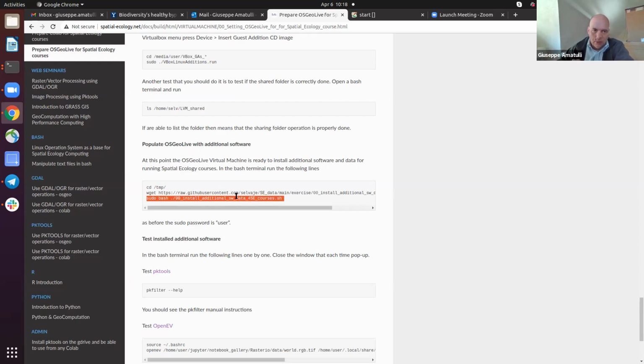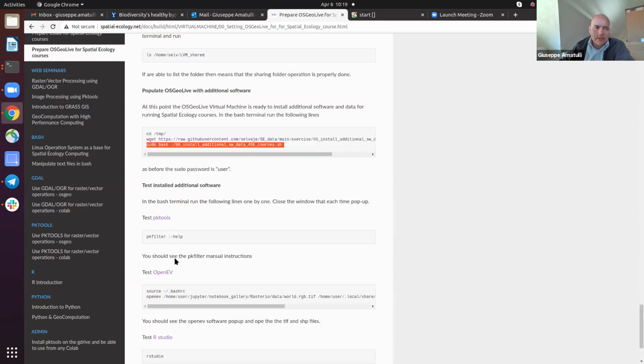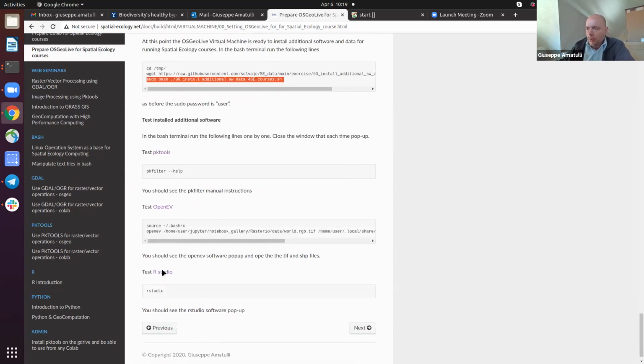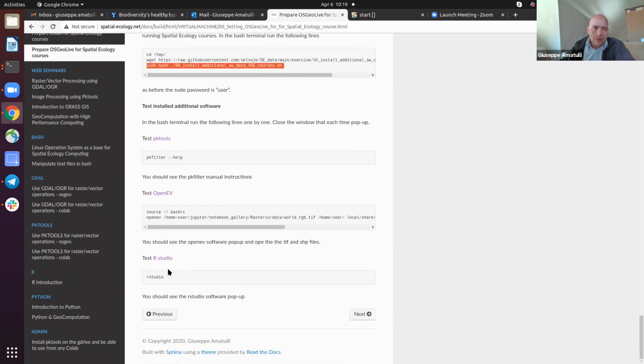lines that they need to run also to enrich the OSGeo with the additional software, and also the data that we are going to use. And then in the end, there are some little tests, let's say, for the command to see if everything has been working properly. There is also RStudio. We are not going to use it, but I like to install it in case you want to also get familiar with RStudio during your free time.